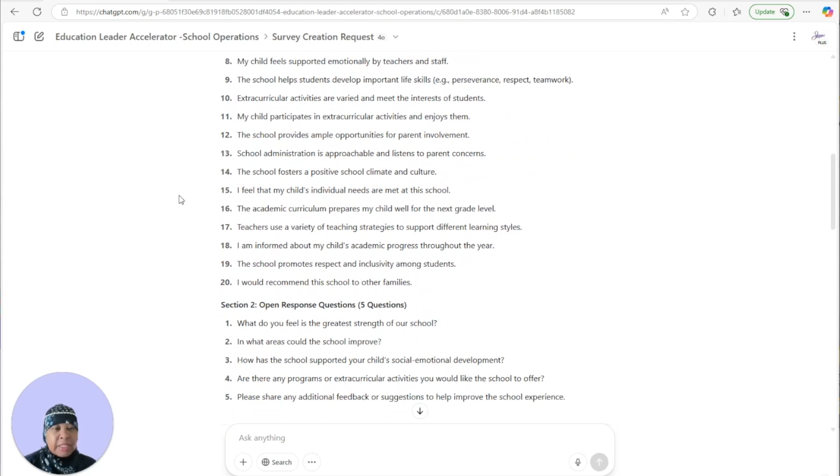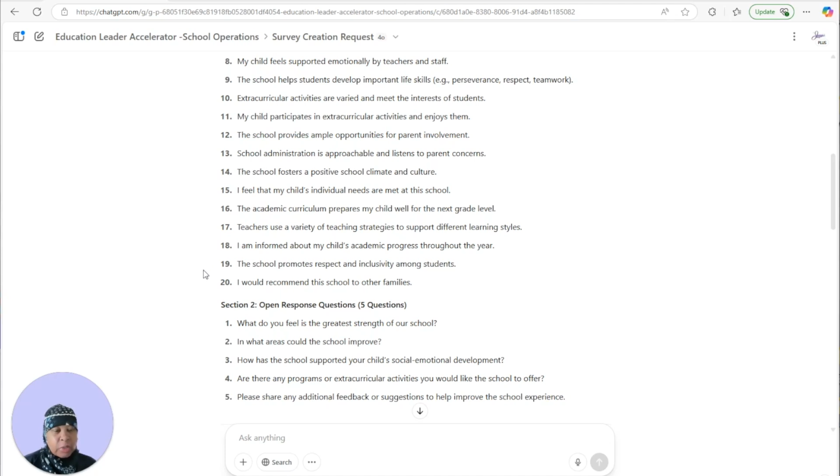My child participates in extracurricular activities. The administration is approachable and listens to parent concerns. That they feel that the child's individual needs are being met. The academic curriculum prepares the child well for the next grade, and teachers are using a variety of teaching strategies to support different learning styles.